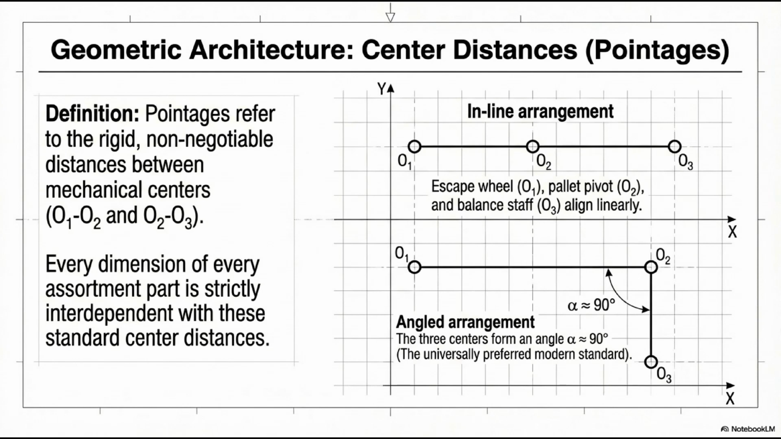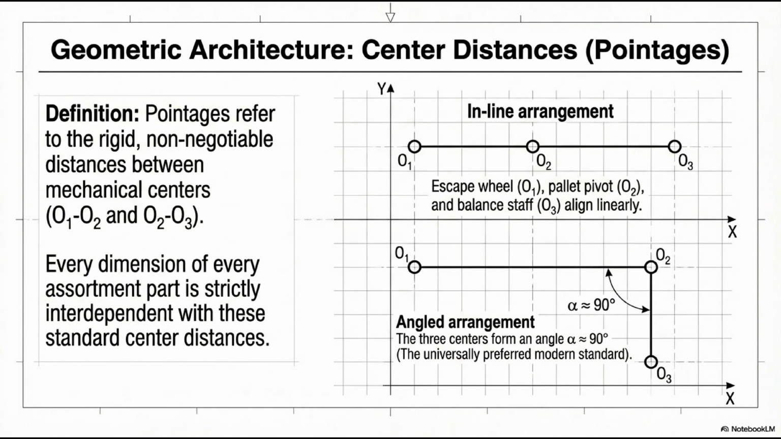The escape wheel pitch radius, the pallet stone lengths, the roller diameter, the impulse pin position, the fork mouth width, all calculated from the pointages. Change one distance, and the entire geometry must recalculate. This is why you cannot mix assortment parts from different pointage standards. A pallet fork designed for one pointage will produce incorrect drop angles, incorrect rest engagement, and incorrect play geometry if combined with an escape wheel from a different pointage. The assortment is one integrated kinematic system.